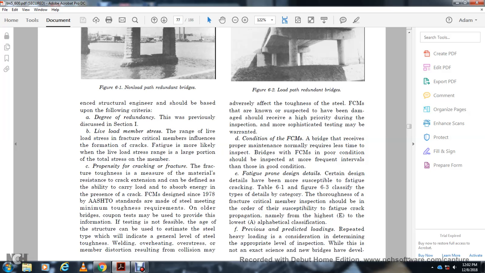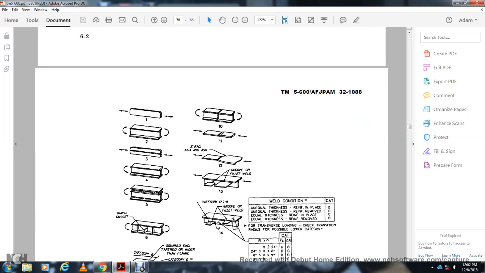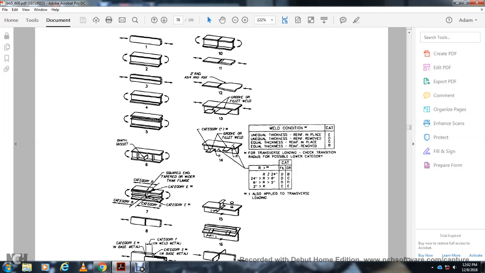Previously predicted load ratings are repeated, with heavy loads considered in determining the appropriate level of inspection, but this is not an exact science and new bridges have developed. This shows 1, 2, 3, 4, and 5, and then 6, 7, 8, and 9. Diaphragm gasket, square, tapered wire, flame lanes, Category B, Category E.